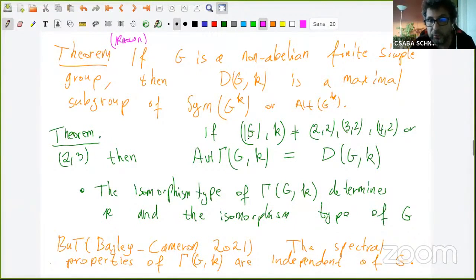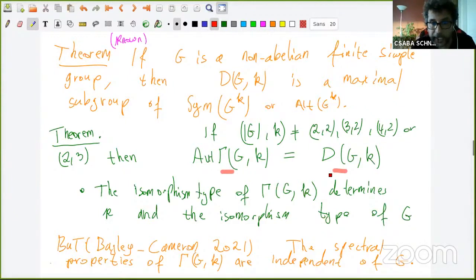unless the size of G is very small and the number K is also very small, so here we have the explicit exceptions. If G is a group of size 2 and the number K is 2 or 3, or G is a group of size 3 or 4, and K is equal to 2, then this is not true. But otherwise, the automorphism group of the diagonal graph would be equal to the diagonal group. So this is one geometric structure that is preserved by this diagonal group.